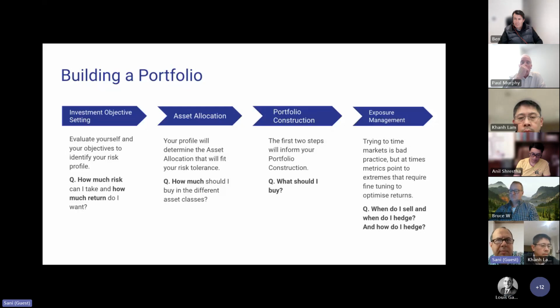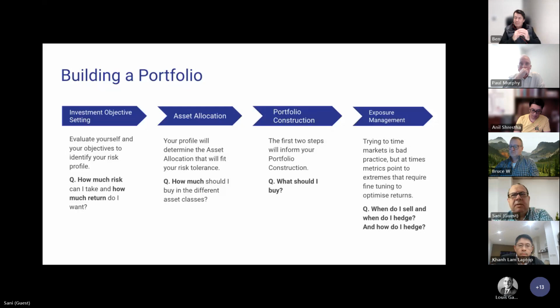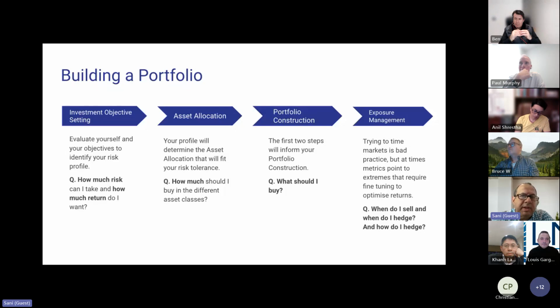How do I actually populate my portfolio so that it represents how I feel about risk and the objectives that I'm trying to achieve? And in the end, this is a very complex topic, exposure management. But really, what I mean by that is, sometimes we just feel like things are too expensive or very cheap, and maybe we need to deviate a little bit from the regular plan. And I don't think there's anything wrong with that.